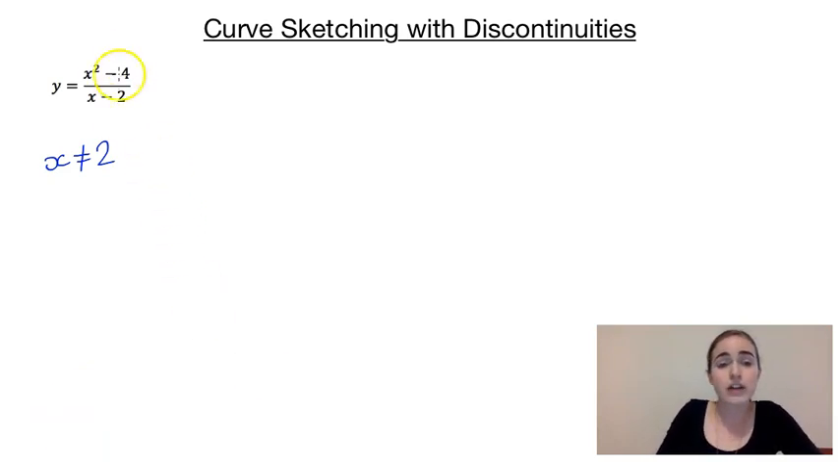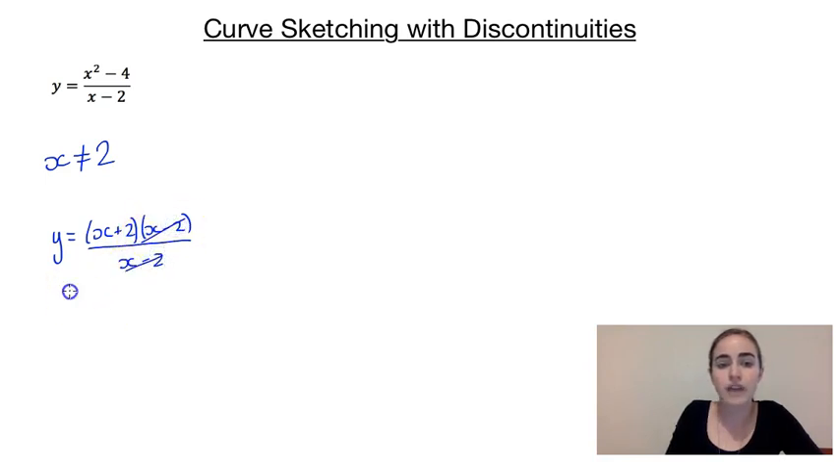Alright, the next thing I want to have a look at is this function can actually be simplified. If we factorize the top, it's the difference of two squares. So we'd have (x plus 2)(x minus 2) all over (x minus 2). Then our x minus 2's can cancel out, and we just end up with y equals x plus 2. So this function simplifies to a straight line with gradient 1 and a y-intercept of 2. That means our original function is going to look like this linear function, except it cannot have x equal to 2, so it's going to have a discontinuity at that point.